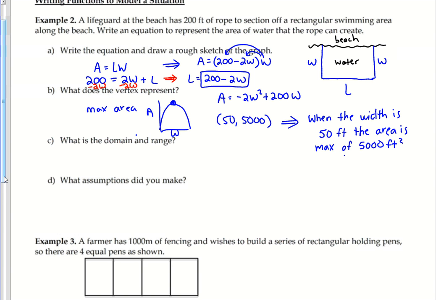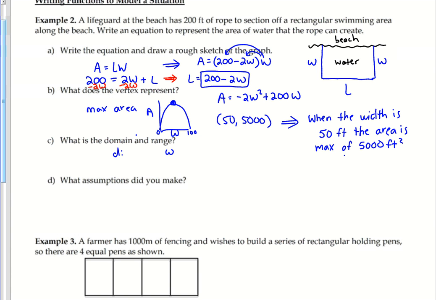So domain of this, okay, what's the domain? Oh, I hate doing the domain. Okay, let's talk about the domain. Okay, so this was 0, this was 100 here, right? So the domain is for width.